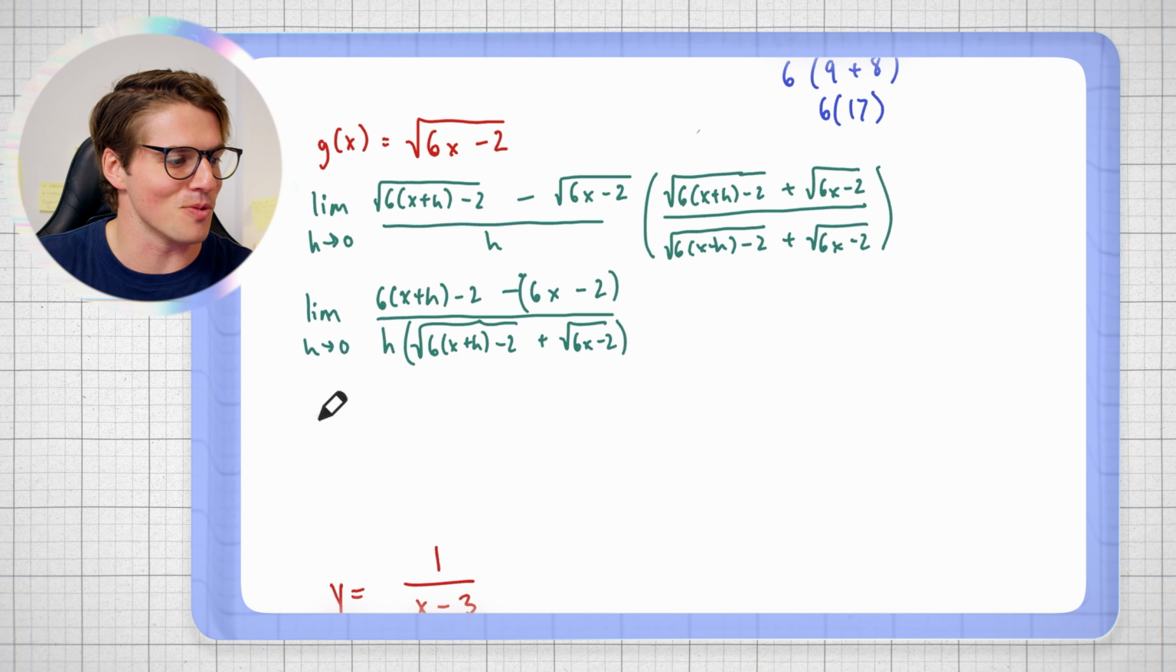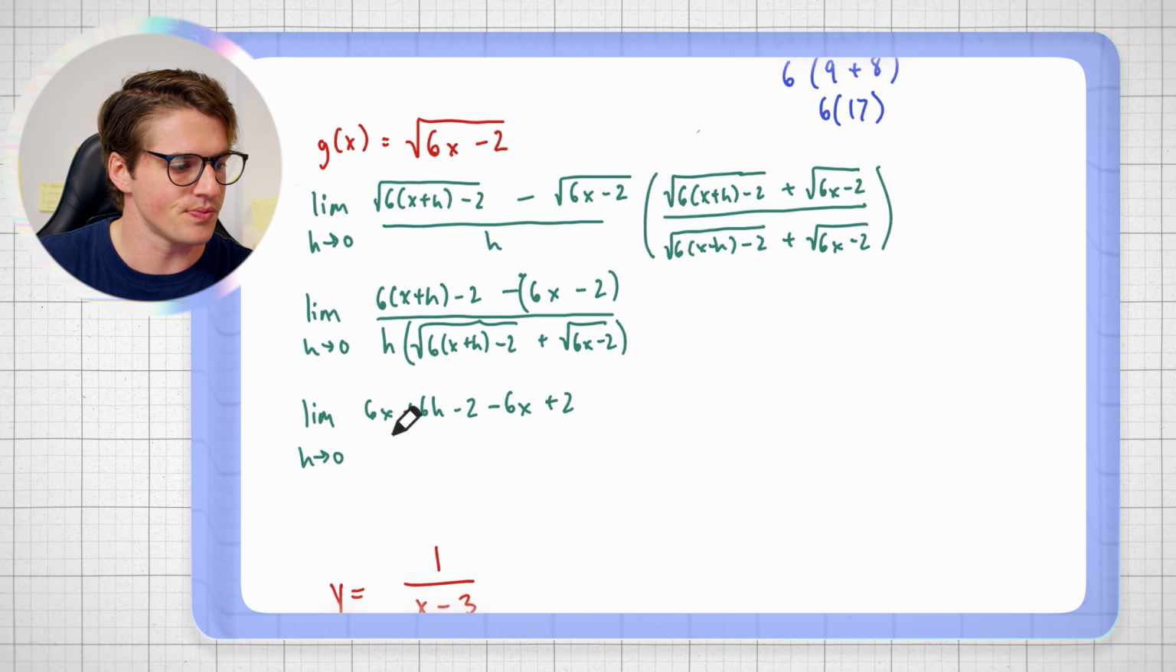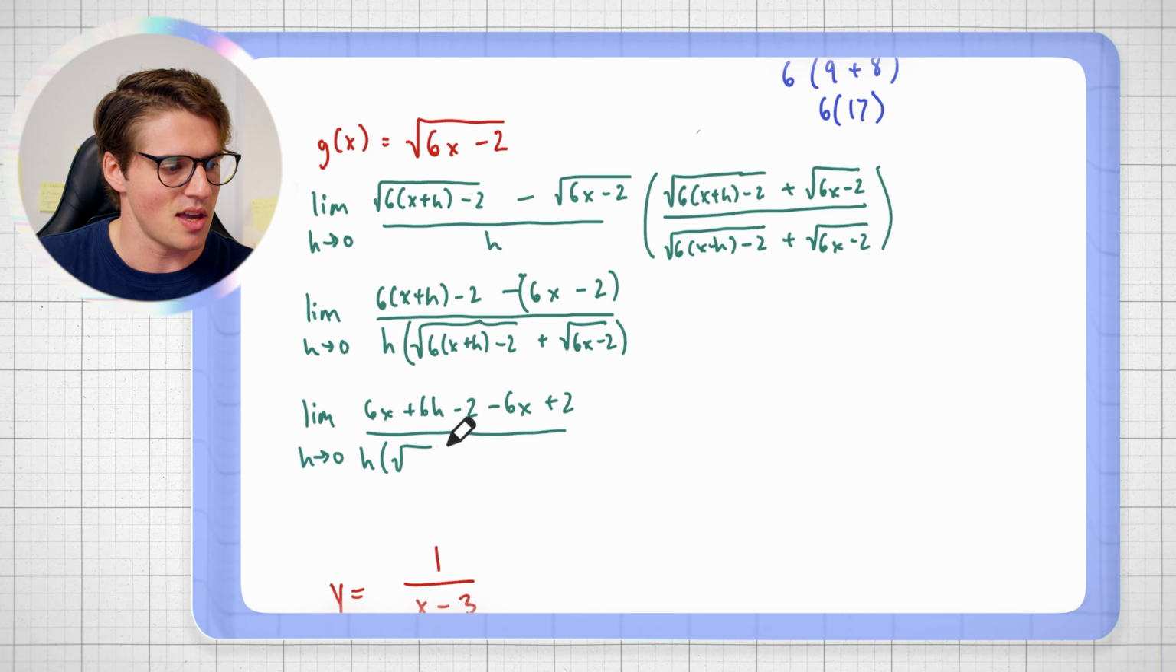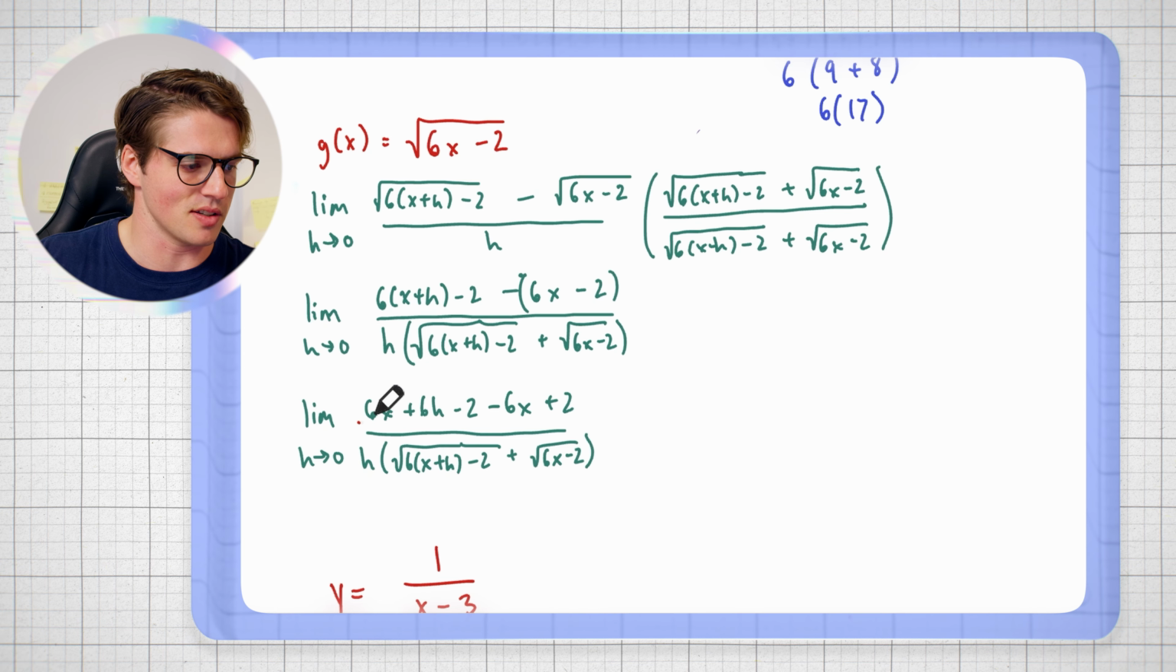Okay, so now we can do some work in the numerator. We have the limit as h goes to 0 of 6x plus 6h minus 2 minus 6x plus 2 all over this monstrosity. We don't want to write all this, but we have to: the square root of 6x plus h minus 2 plus the square root of 6x minus 2. Okay, and now we can start canceling.